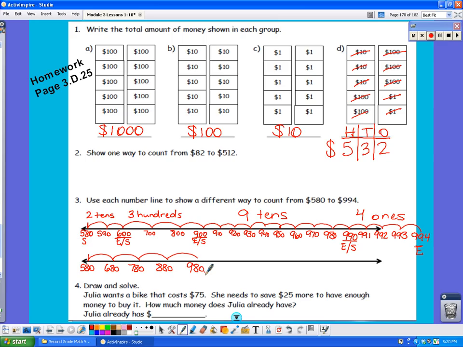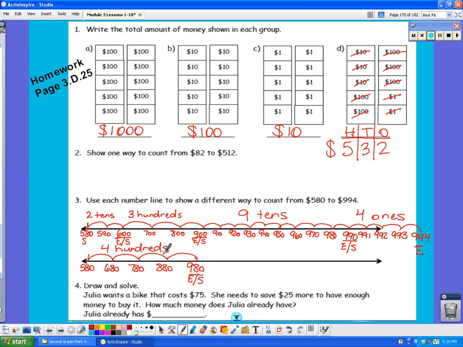980. Well, I can't go any higher than this counting by hundreds because I'm going to go over my ending number. So I'm going to underline and put ending because I'm going to end counting by hundreds and start counting by tens. I counted by 1, 2, 3, 4 hundreds. I counted 4 hundreds to get to where I am now.